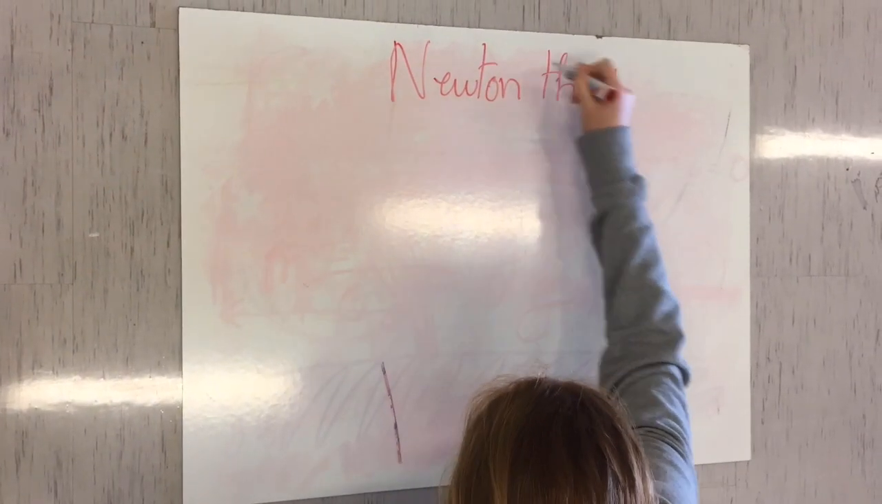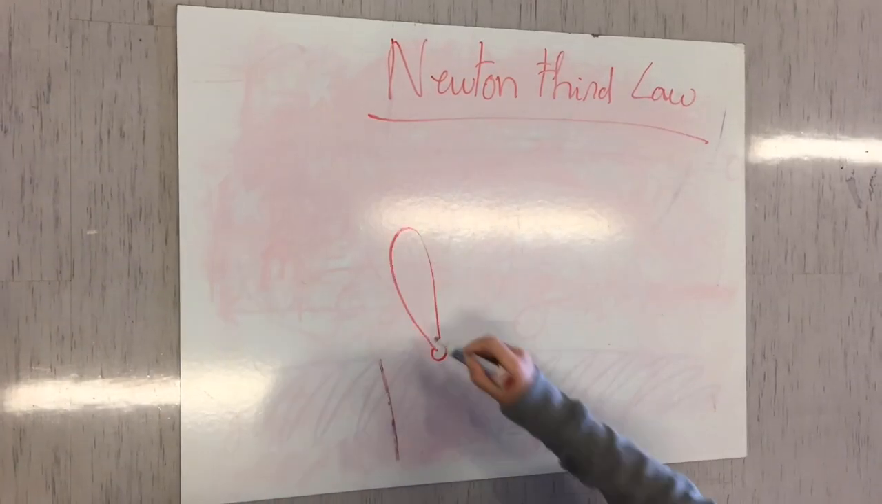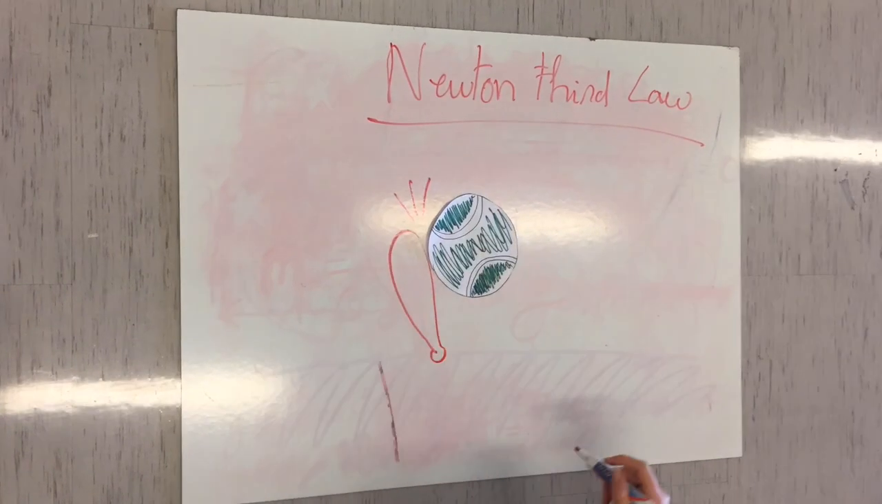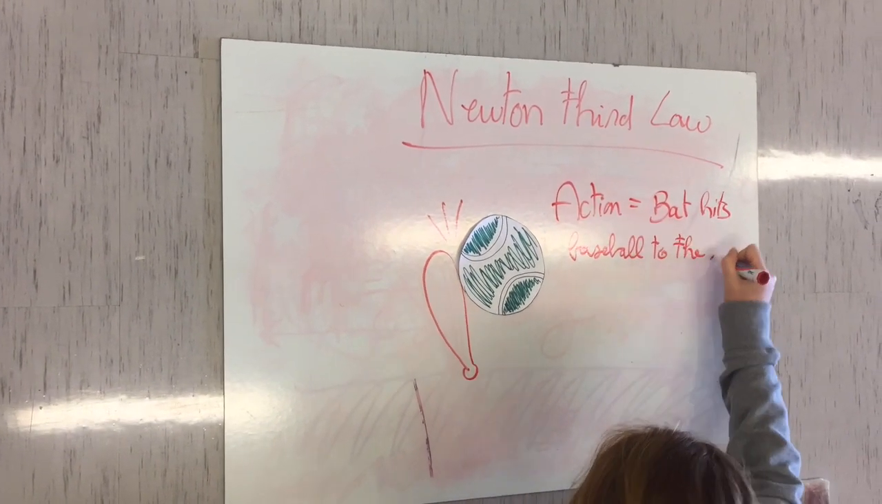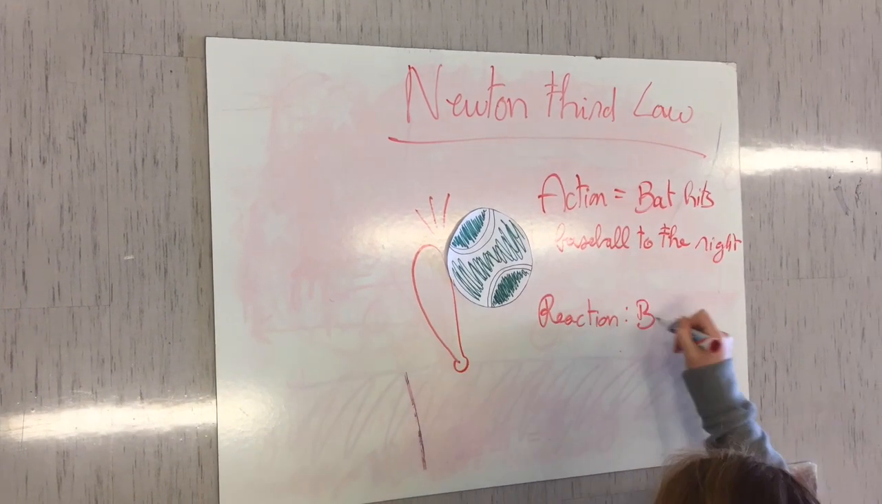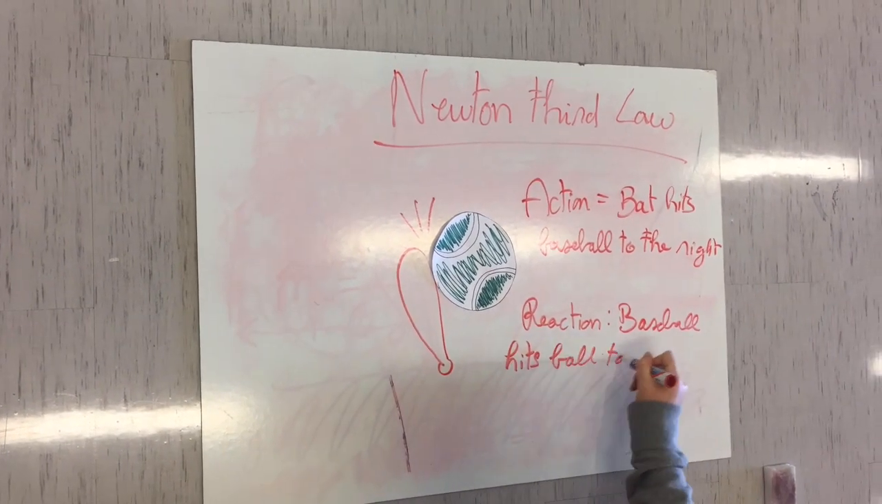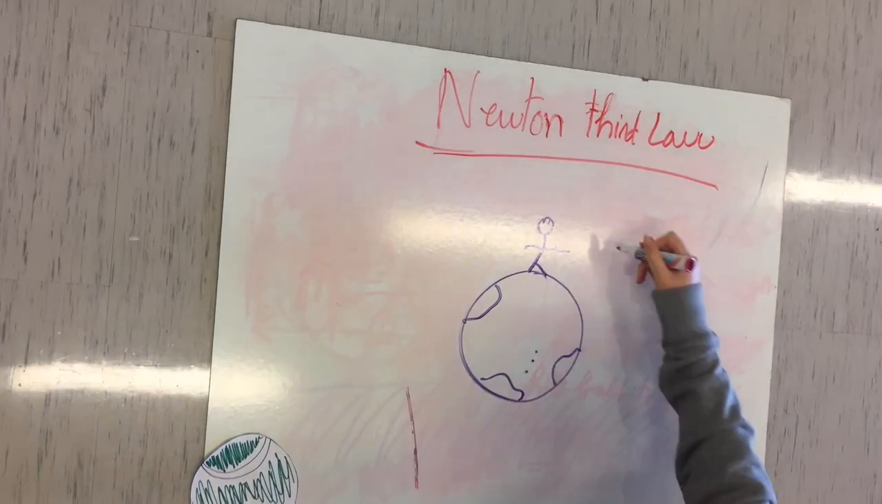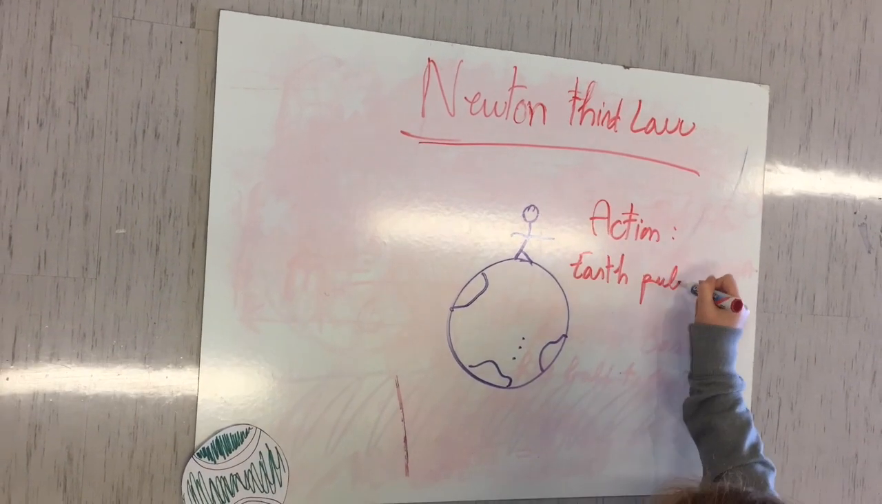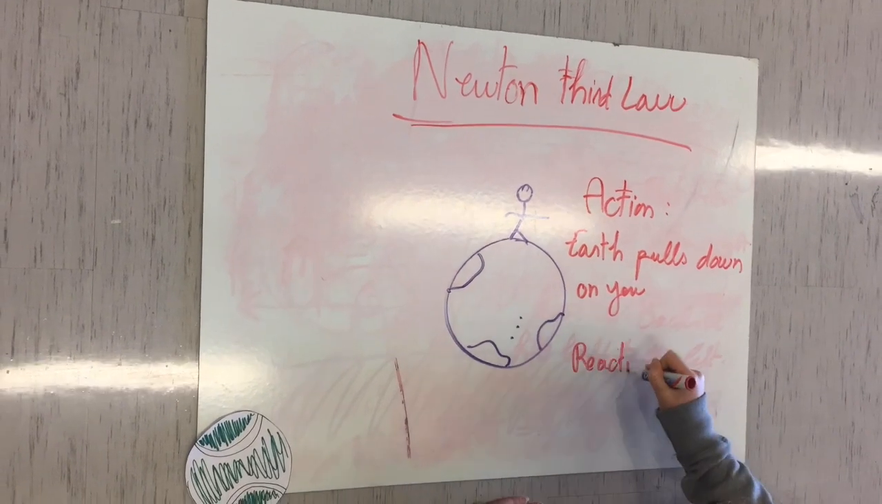Lastly, Newton's third law says that for every action there is an equal and opposite reaction. For example, the bat hits the ball to the right, and the reaction is the ball hits the bat to the left. Another example is that the Earth pulls down on you and you pull up on the Earth.